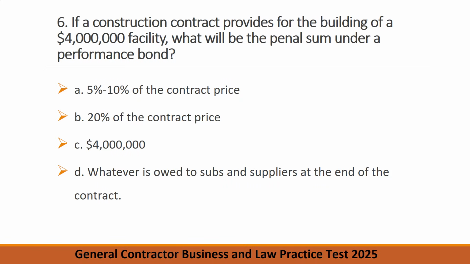6. If a construction contract provides for the building of a $4 million facility, what will be the penal sum under a performance bond? A. 5% to 10% of the contract price. B. 20% of the contract price. C. $4 million. D. Whatever is owed to subs and suppliers at the end of the contract.